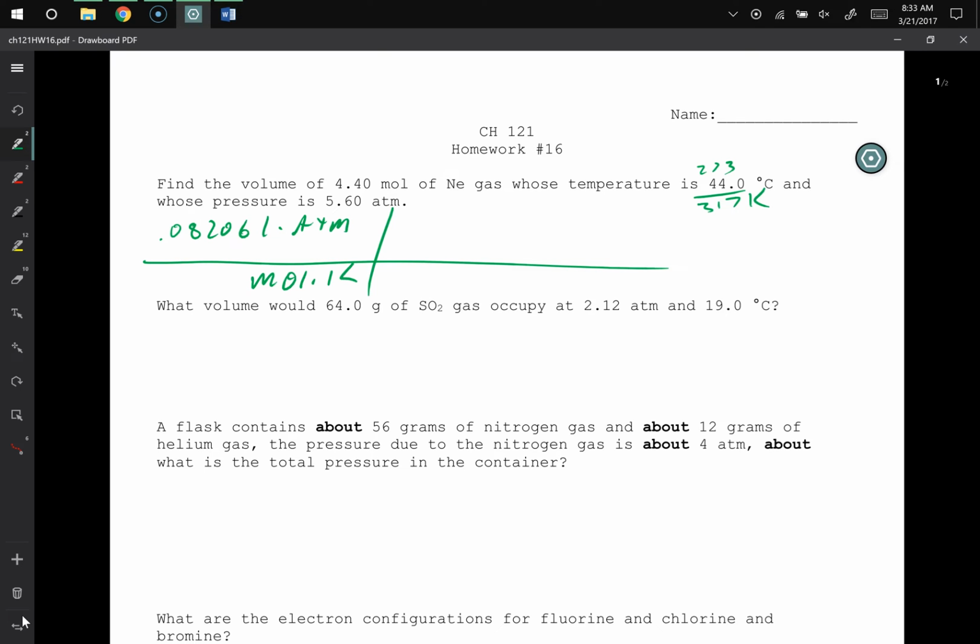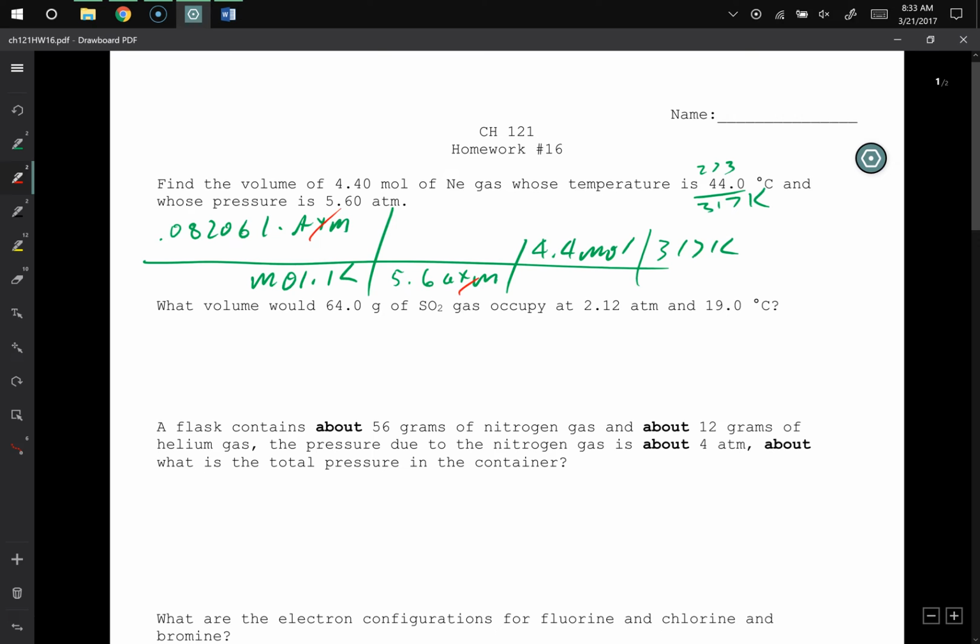Because I want to find liters because I'm looking for volume, and now I've got the liters right where I want it. So I'll get rid of everything else. I'll put 5.6 ATM here, and I will put 4.4 mole here, and I'll put 317 K there, and then I can get the ATMs to cancel, the kelvins to cancel, the moles to cancel, and then I've got an answer of some kind.